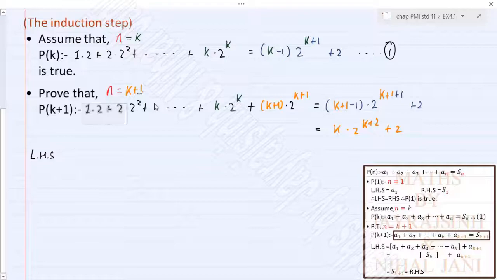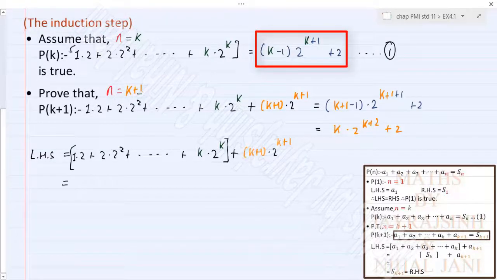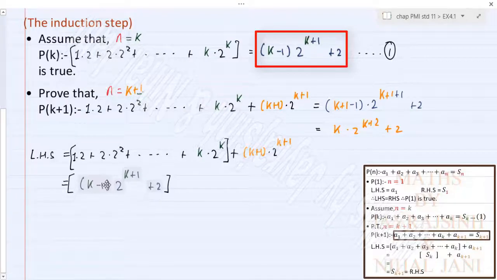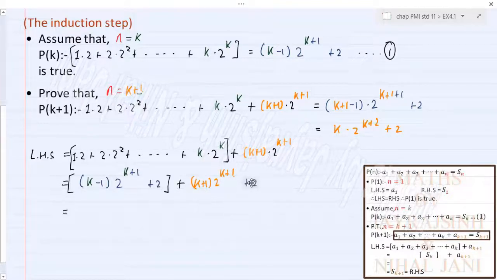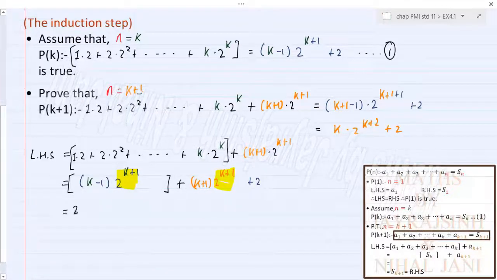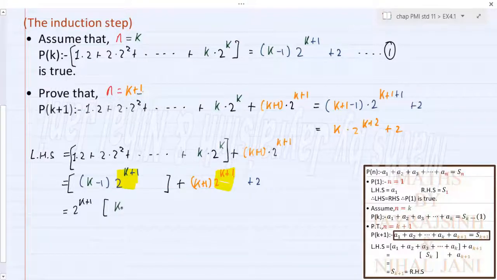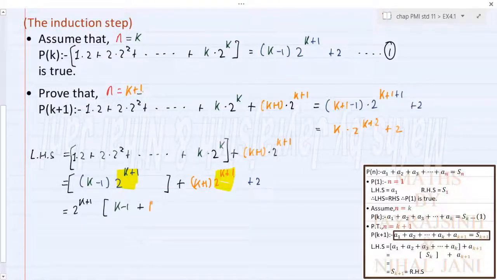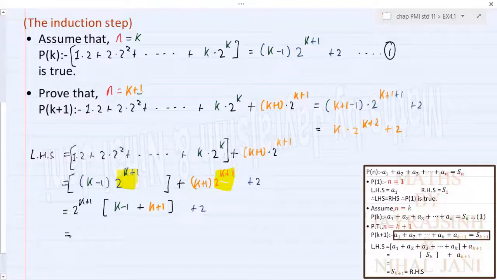Let's begin from the left hand side. Do you see the summation from 1 to k anywhere on the screen? We hold that, and the plus will be as it is. Okay, now we don't have to worry about this plus 2. Just move it outside. So we can take 2 raised to k plus 1 common. So remaining terms are k minus 1 plus k plus 1. This plus 2 will be as it is.